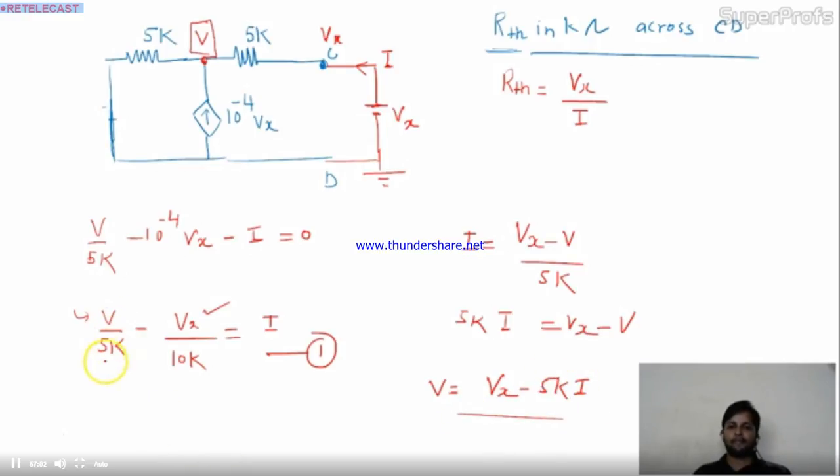Is it okay? So here I'll replace this with Vx minus 5kI, divided by 5k, minus Vx by 10k, equal to I. Okay. I have to erase it, please. Wait a minute.